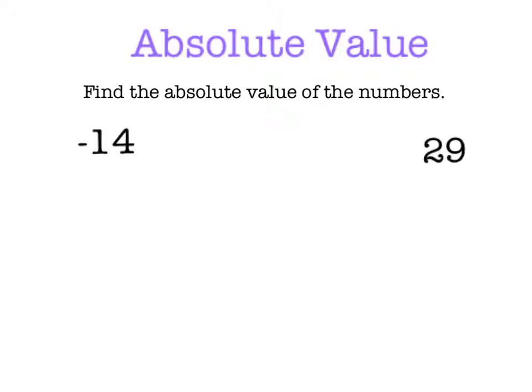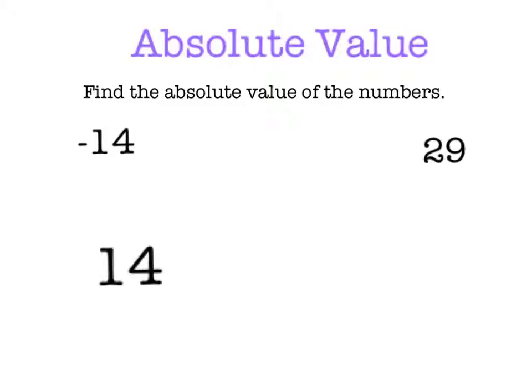Now let's look at absolute value. In this example, we are going to find the absolute value of the two numbers displayed on the screen. We'll start with negative 14 first. So how do we find the absolute value? Well, we see how far away the integer is from 0. So negative 14 is 14 away from 0. So the absolute value is 14.